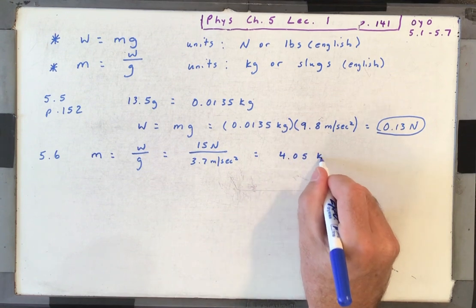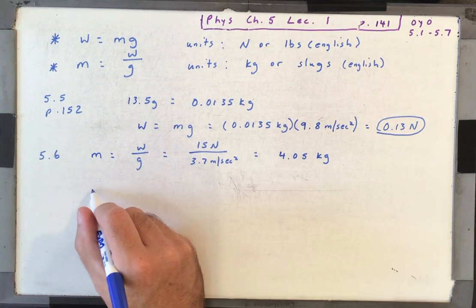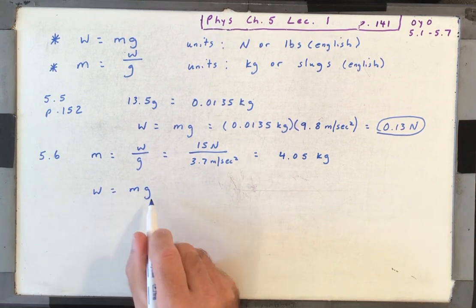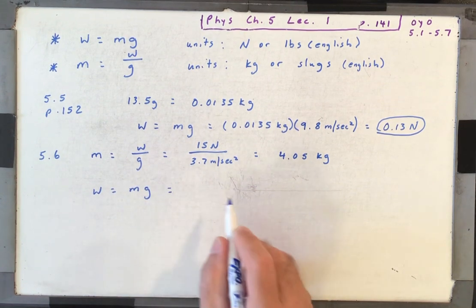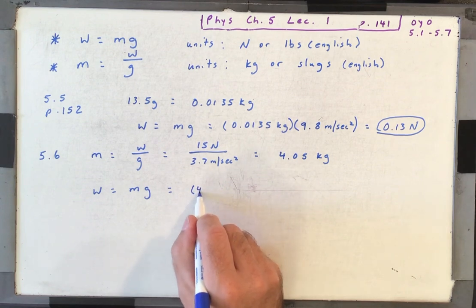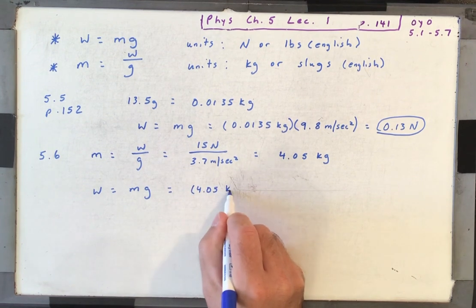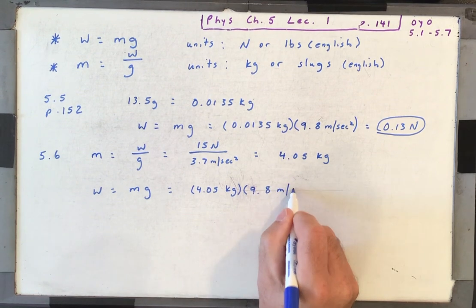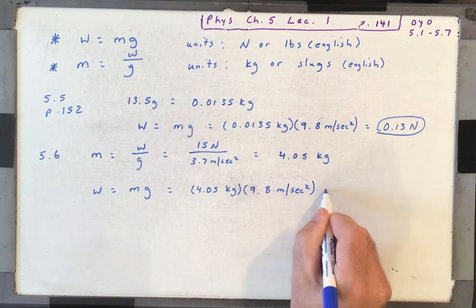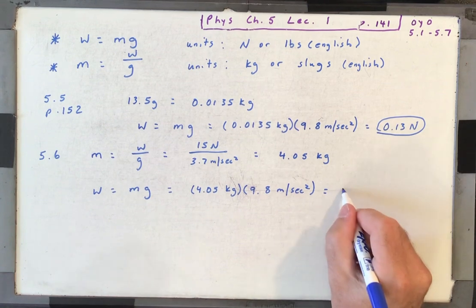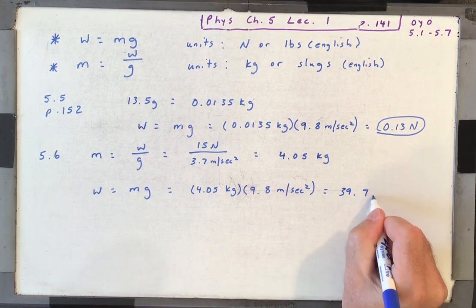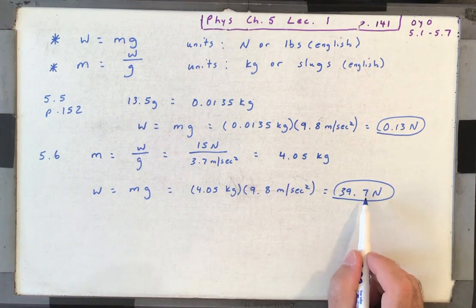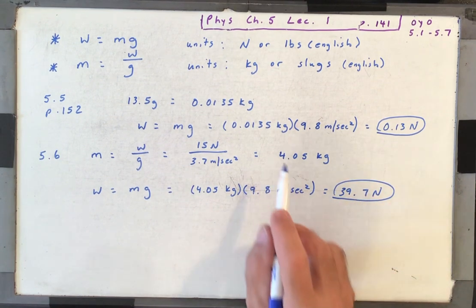Now that's the mass. The mass is the same everywhere. So to get the weight on the Earth, it's mass times gravity, but we're going to use Earth's gravity. So that's 4.05 kilograms times 9.8 meters per second squared. That's 39.7 newtons. So you can see on the Earth it weighs more than twice as much as something on Mars.